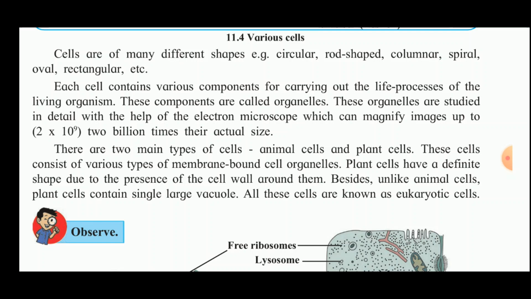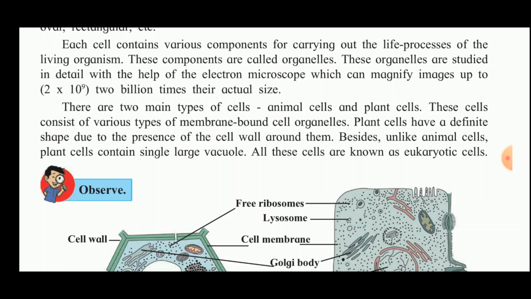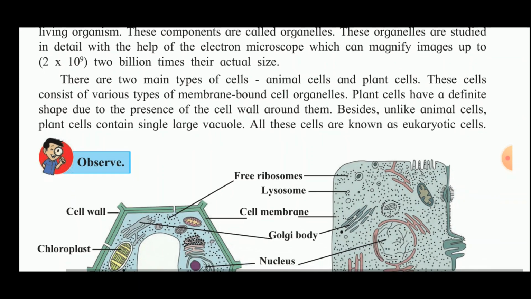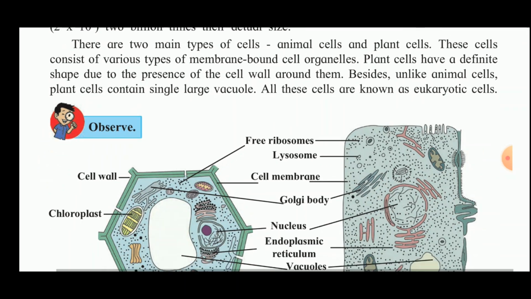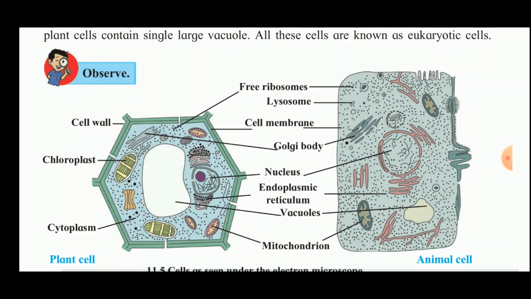If you want to observe very small cells, then they should be observed under the electron microscope only. It means the size of the image will be 2 billion times the size of the object. Now there are two main types of cells, animal cells and plant cells. These cells consist of various types of membrane bound cell organelles. Plant cells have a definite shape due to the presence of a cell wall around them. Besides, unlike animal cells, plant cells contain a single large vacuole. All these cells are known as eukaryotic cells. Again, cells are of two types, eukaryotic and prokaryotic. We'll come to that point later on.